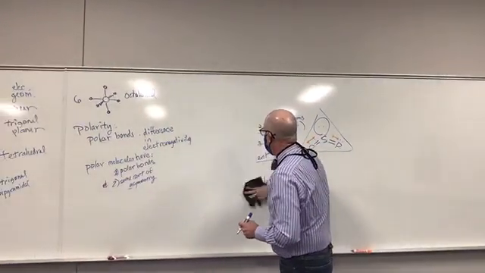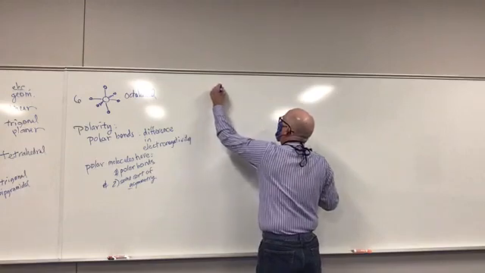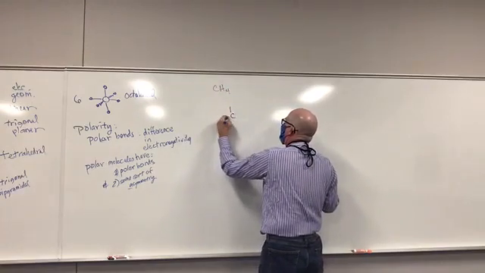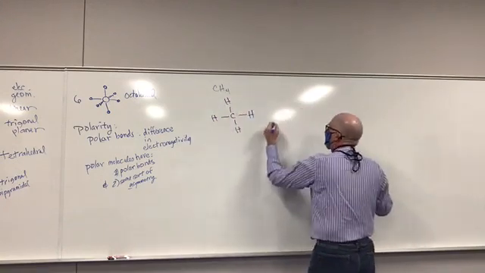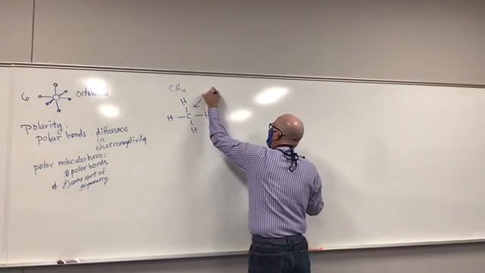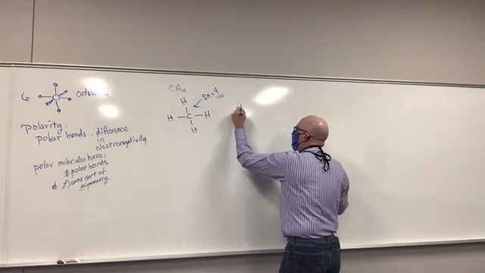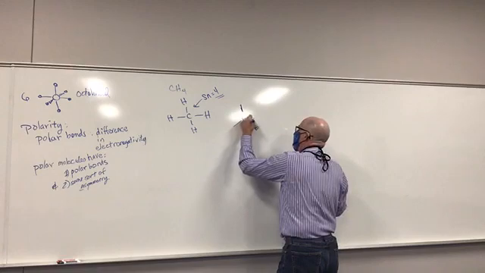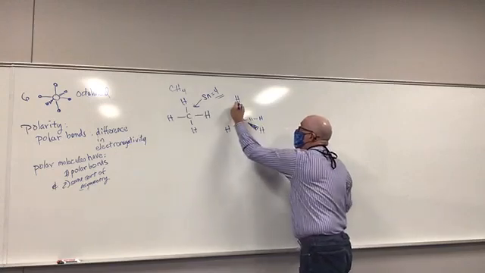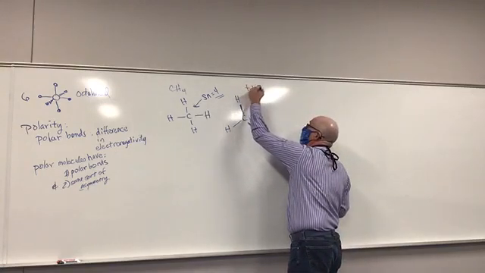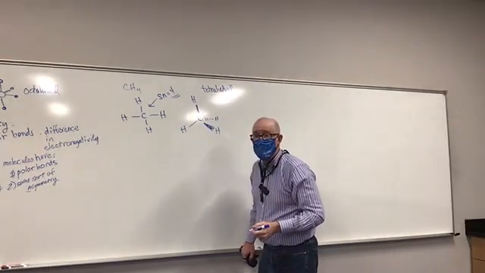Let's consider methane. There's methane. There's the Lewis structure. The steric number on the carbon is 4. And so we would argue that the geometry should be, and when we look at the molecule in the real world, the geometry is this tetrahedral geometry. Okay.